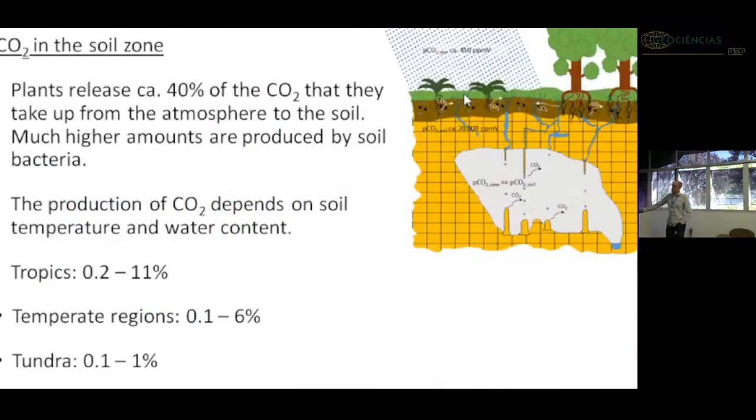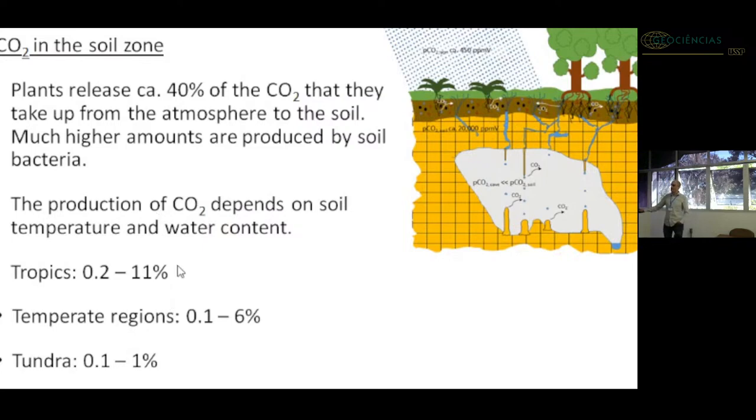So the first step is the dissolution of CO2. As I told you on the slide before, you have a relatively high PCO2 in the soil zone, which is orders of magnitude higher than in the atmosphere above the cave. And this is mainly due to root respiration, and high amounts are produced by soil bacteria. The production of CO2 in the soil zone strongly depends on the temperature of the soil and the water content. And of course, at high temperatures, the production of CO2 by the bacteria is relatively high.